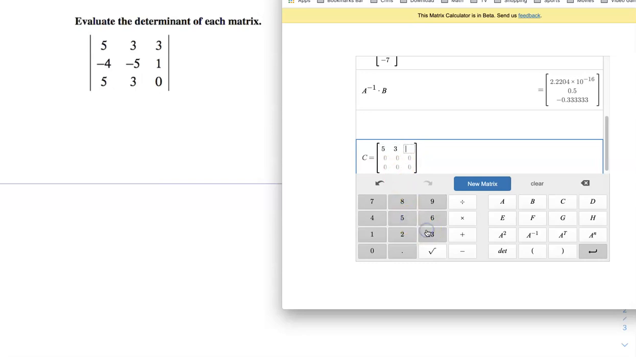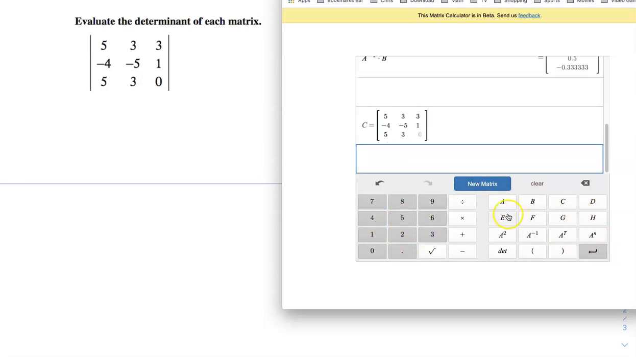So 5, 3, 3, -4, -5. So much easier with the D-pad. 5, 3, 0. Okay, enter. Then I want to find a determinant. So hit determinant, and then press my matrix, which in that case was C. And I get my answer, 39.